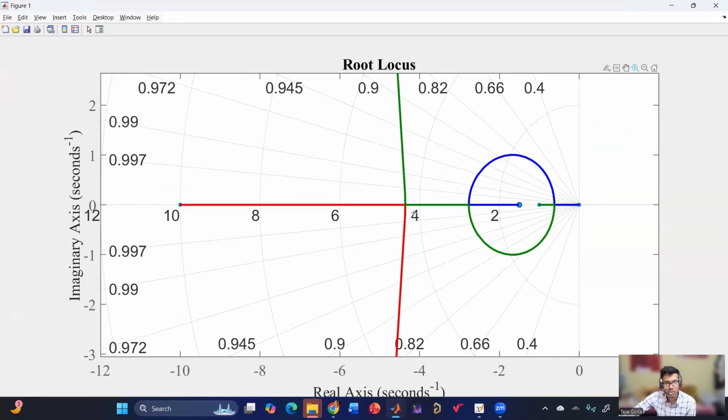So there is 1, 2, 3. Total 3 hittings are there. That's why it is a little bit tricky. But if you follow the guidelines and then go by rule, then it will be easy.